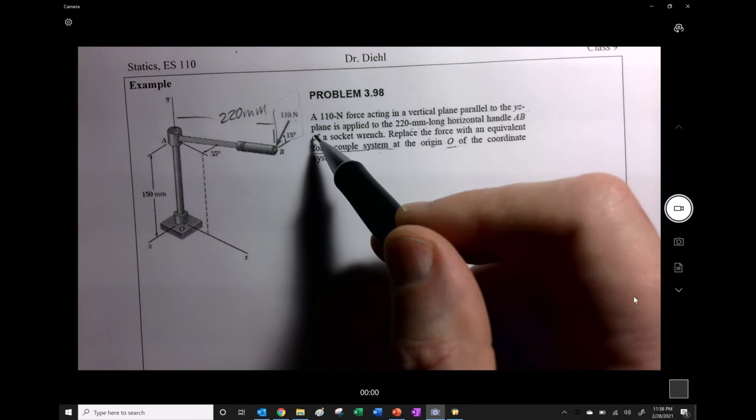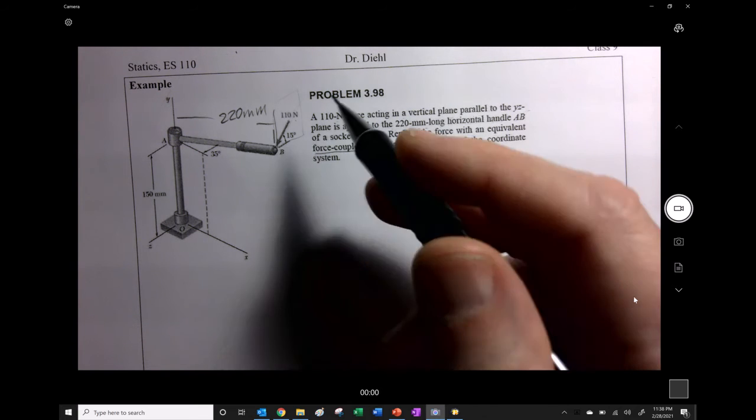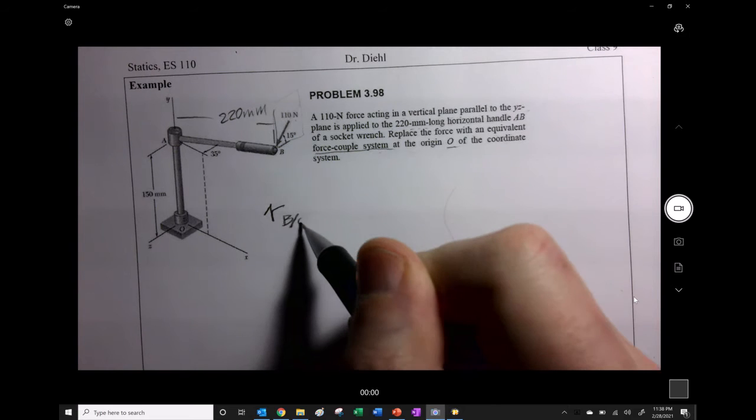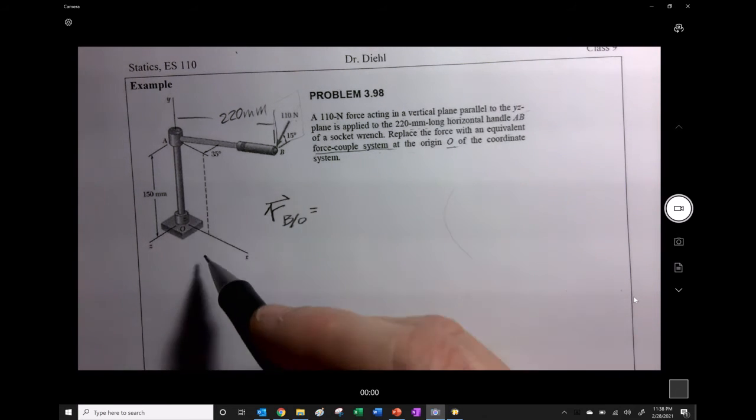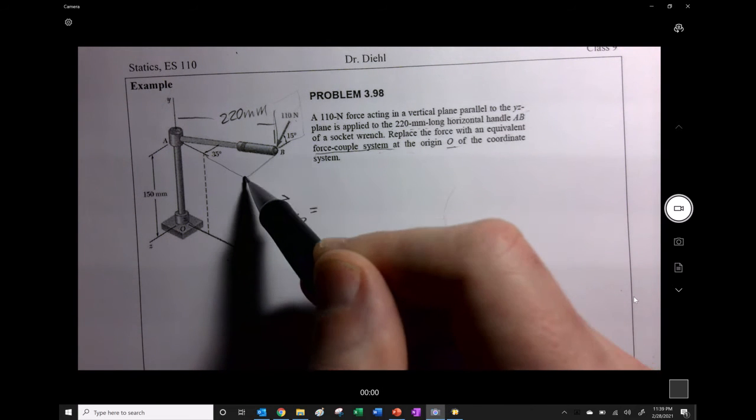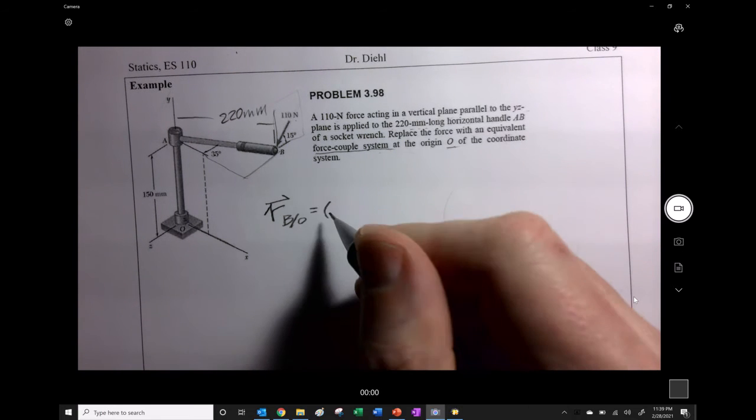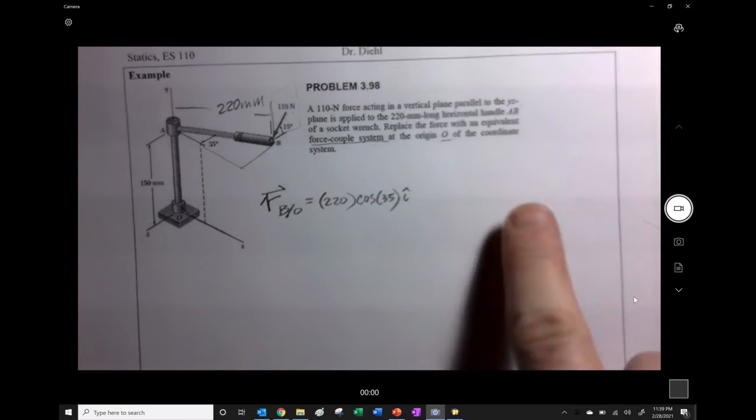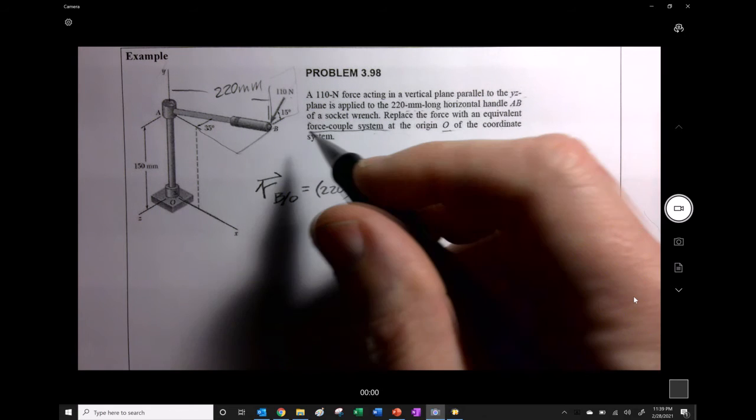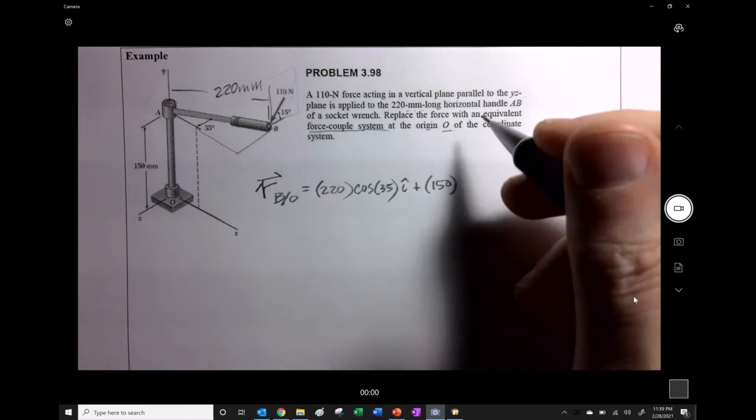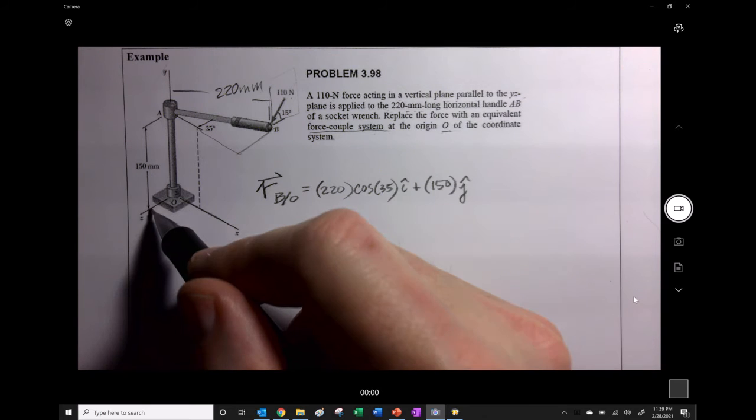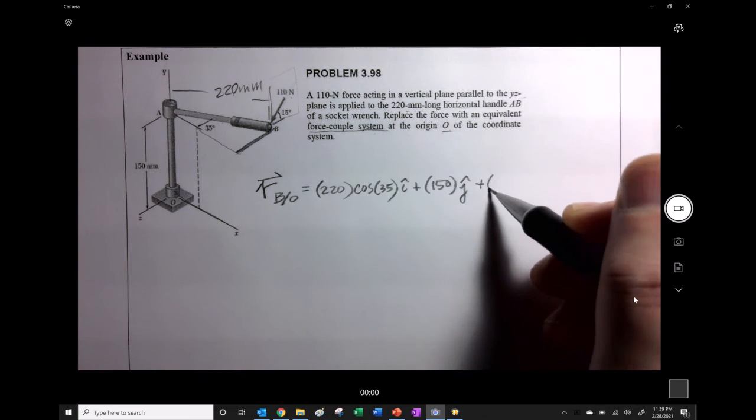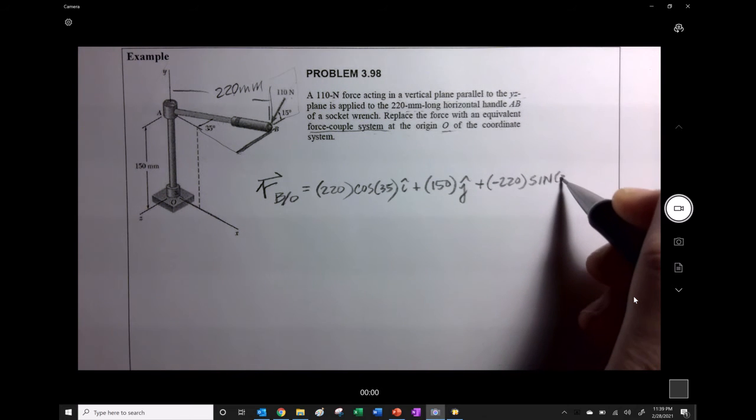What we're going to do first is figure out the position vector. Let's get the position vector from B, so it's going to be B with respect to O, R_B/O. We're going to travel in the X direction, but you'll notice that this thing has an angle. So in the X direction, it's going to be this 220 times the cosine of 35 degrees. In the Y direction, it's just going to be up 150. And in the Z direction, it's going to be the negative of 220 times the sine of 35 degrees, because that's the distance there.